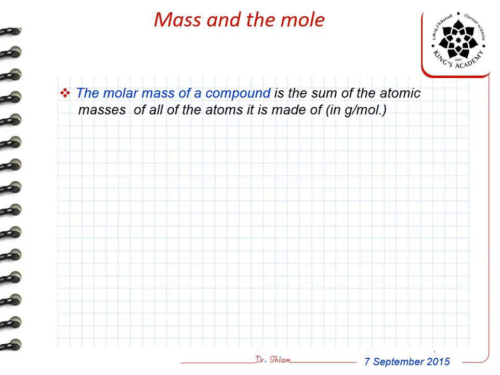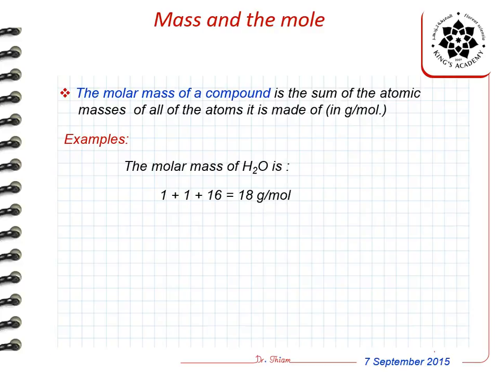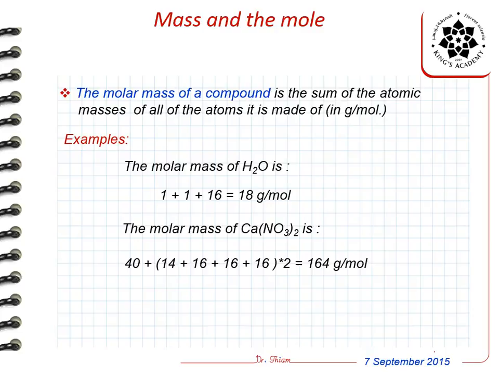Now the question is, what about a compound? It's pretty easy. You just add up the atomic masses or the molar masses of all the elements that make it. For example, for H2O, it will be 1 plus 1 plus 16 equals 18. And by the way, we have already done this in class, so I'm going to fly over the rest of this. For Ca(NO3)2, it's going to be those numbers all added up and multiplied by 2 where necessary, and we get 164 grams per mole.